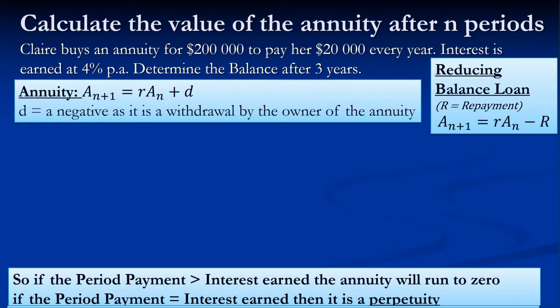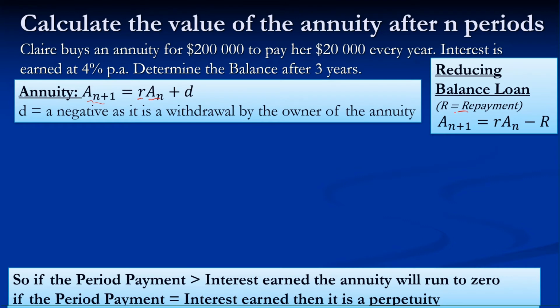So let's have a look at now calculating the value of an annuity after a certain number of periods. So we've got Claire here, and she's going to buy an annuity for $200,000, and it's going to pay her $20,000 every year. Now, interest is earned at 4% per annum, and we want to determine the balance after 3 years. So let's use our recursive relationship here. We've got the value after n plus 1 years equals the growth rate multiplied by the principal plus the negative withdrawal. So we can really think of that as a negative in this case.